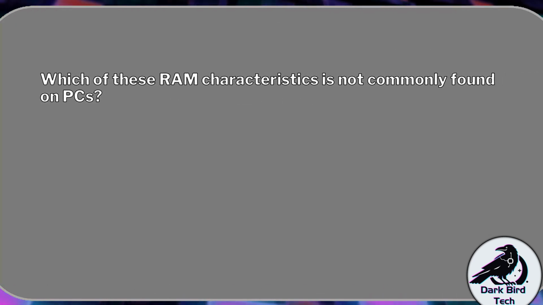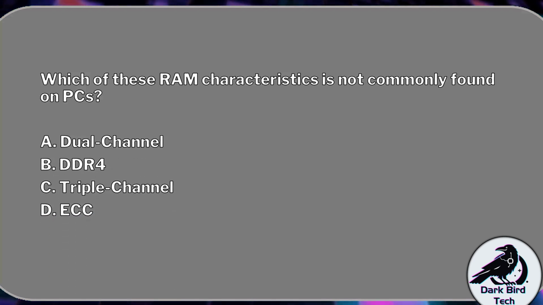Moving along, though. Next up: which of these RAM characteristics is not commonly found on PCs? I'll give you a chance to think about it. Pause if you want to. But our options are dual channel, DDR4, triple channel, and ECC. Now, all of these are RAM features, so it's going to be kind of difficult to eliminate them. But they said PCs. So this would mean desktops and laptops.